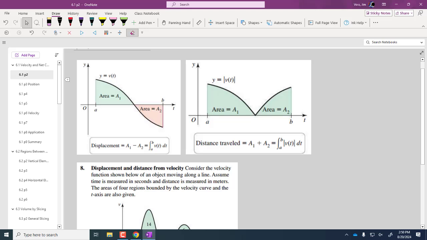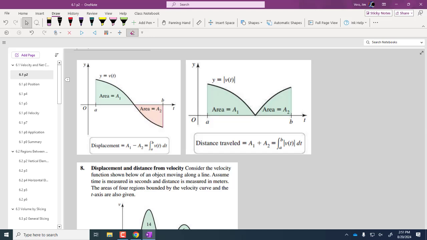So let's remember back to Calc 1. Let's suppose that this is our curve. We're going to say that that's the velocity function. So the velocity function is positive over here, and then the velocity is 0, and then the velocity is negative.